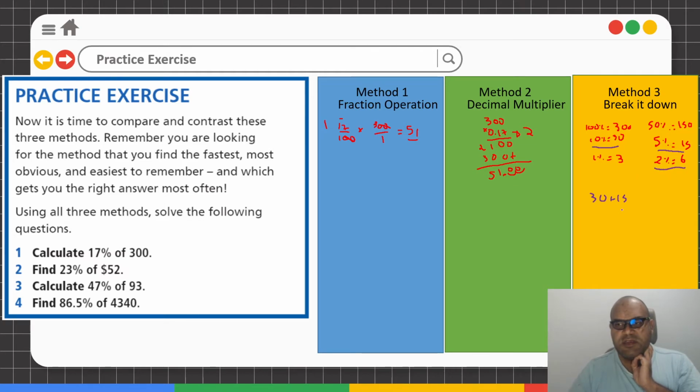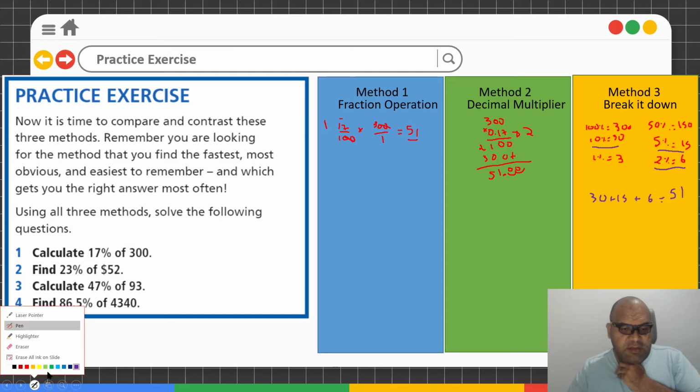I need this one, plus 6. If I add 30 plus 15 plus 6, it will be 45. 45 plus 6 will be 51. The same result. Yes, I told you. But mister, can I use subtraction also? Yes, it's up to you.